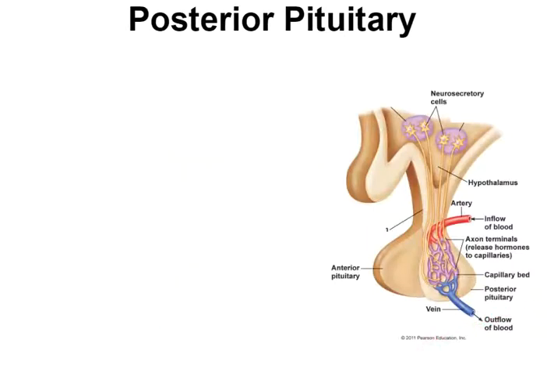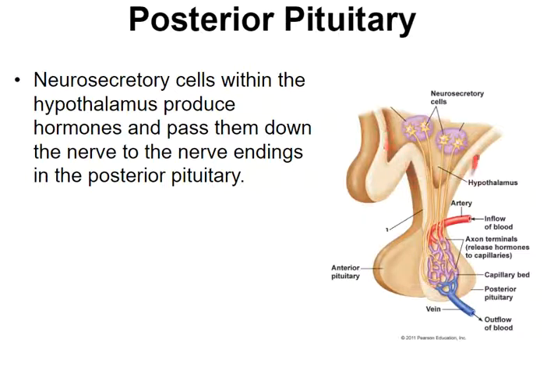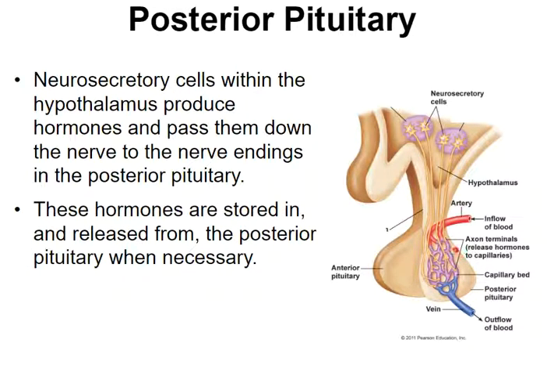So the posterior pituitary works a little differently, and is a little more simple. Again, you have these neurosecretory cells in the hypothalamus, and they're going to make hormones, but instead of putting them in the bloodstream, they're going to pass them down the nerve all the way to the posterior pituitary. And then those hormones are going to be stored there and released when necessary. So the posterior pituitary is storing hormones and just waiting for the command to release them. And then those hormones will be released and go have an effect.